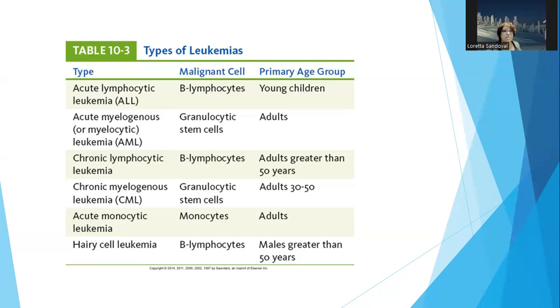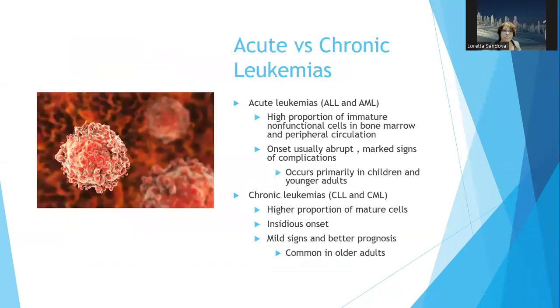Chronic myelogenous leukemia, CML, again, it's the granulocytic stem cells that are affected. It's adults 30 to 50. Acute monocytic leukemia affects monocytes. So, of course, monocytes turn into macrophages, and that affects the immune system and healing, lots of things, and adults are primarily affected. And hairy cell leukemia affects B lymphocytes, and it's generally in males greater than 50 years.